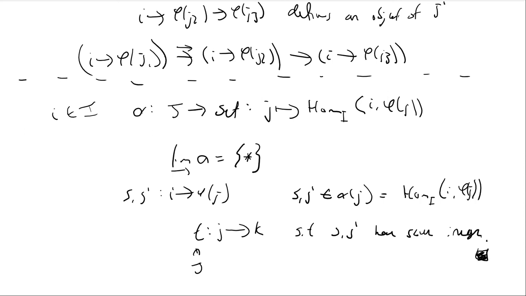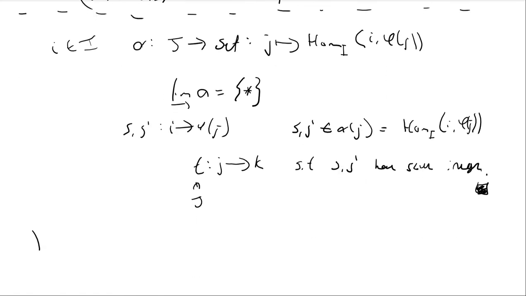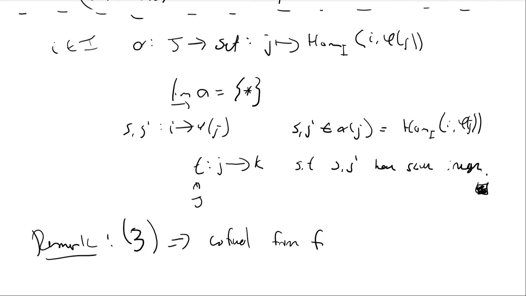Okay, so as a remark, I want to point out that the third condition we have here makes it clear that I is filtrant when any of these conditions are satisfied. So in particular, what we see is that cofinal functors out of filtrant categories have filtrant targets.